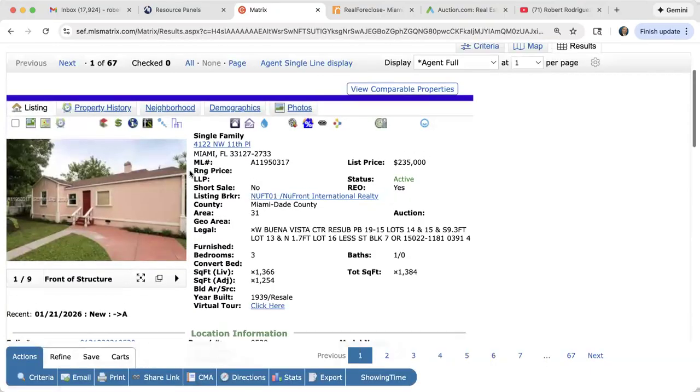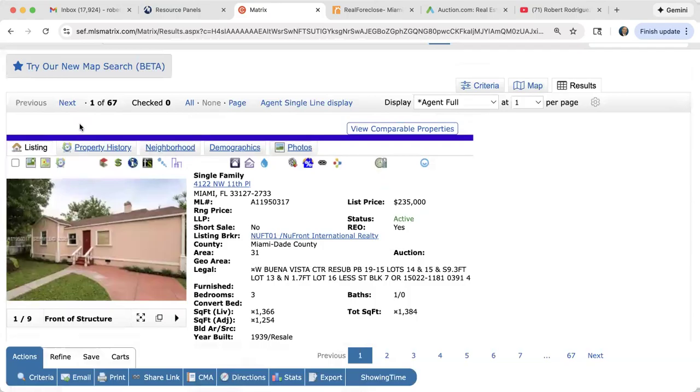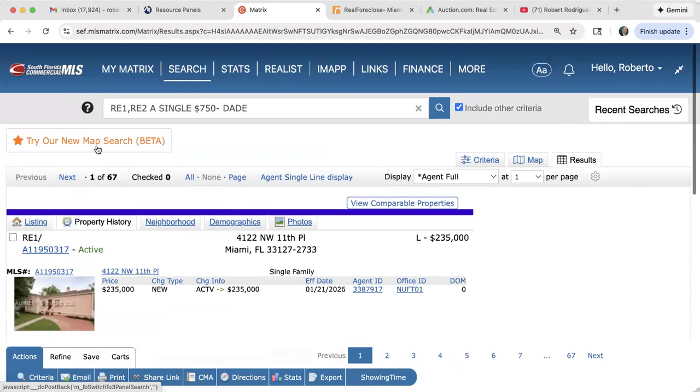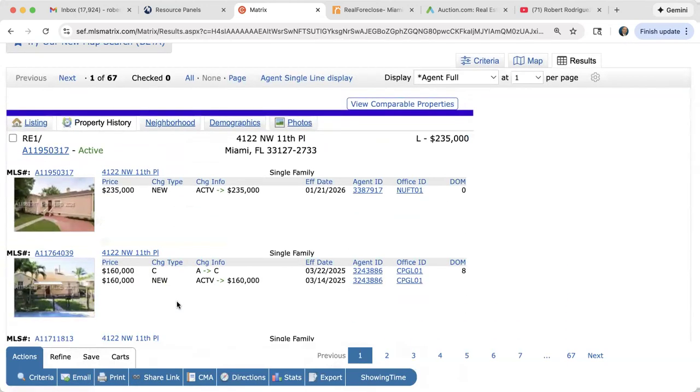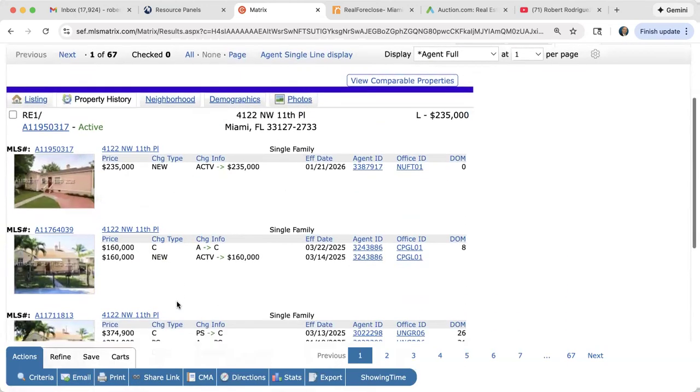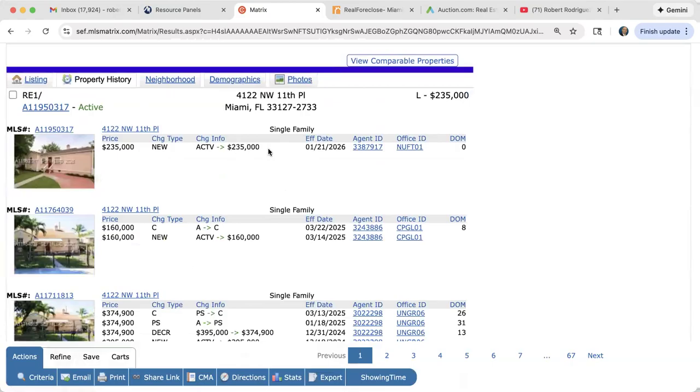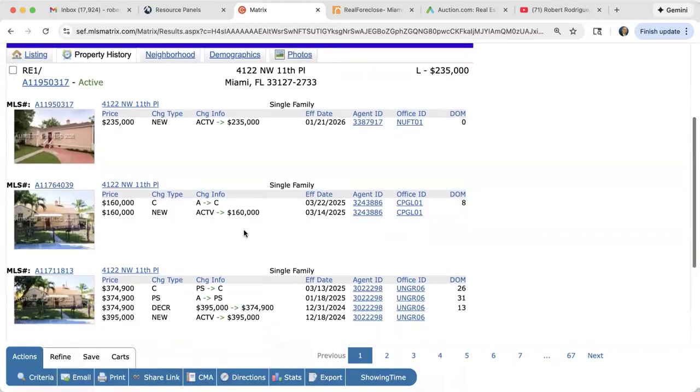And you guys want to also check into the property history. So right up here in the MLS, you always have access to property history. You want to see how long they've been trying to sell the property for. So prior to listing it for $235,000 just a few days ago, they tried selling the property back in 2025. In March of 2025, they entered the market at $160,000 and they canceled the listing.